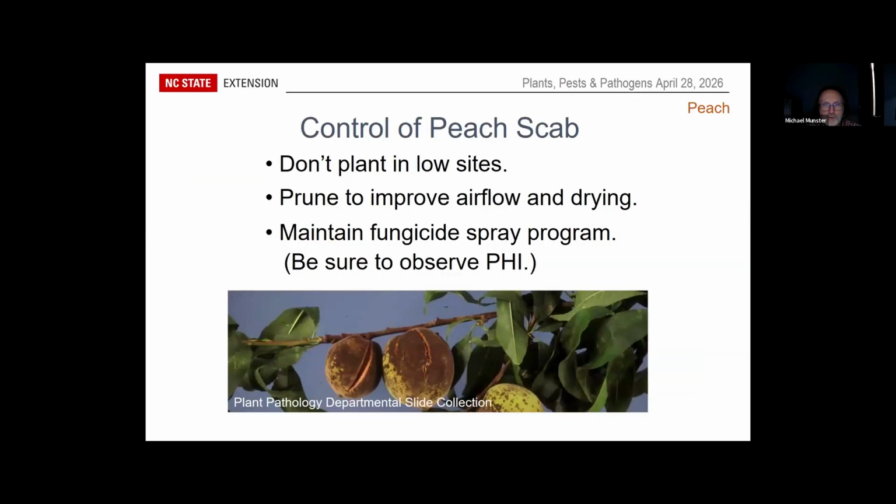For peach scab, don't plant in low sites. Make sure you've got good airflow by pruning, and your fungicide spray program. With all these spray programs, make sure that you're observing your pre-harvest interval, that you're not spraying within a certain period of time, whatever the label specifies, before you're going to be harvesting.